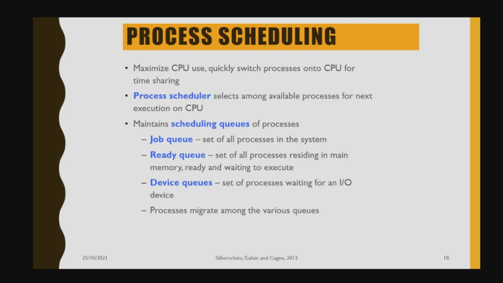The next part is the device queues. This is a set of processes waiting for an input or output device. Let's say a process is printing something, so it needs to wait for the printer to send the instruction. And then processes migrate among the various queues. So these are about process scheduling, and you should know what the job queue, ready queue, device queue, and the process scheduler itself are.